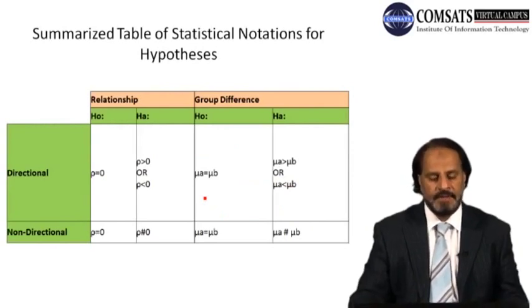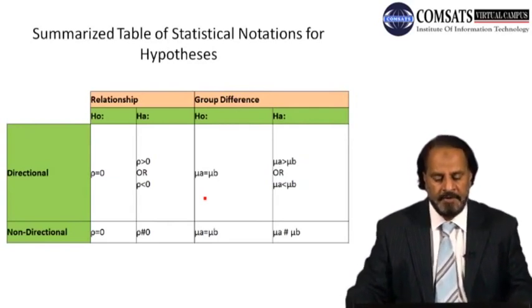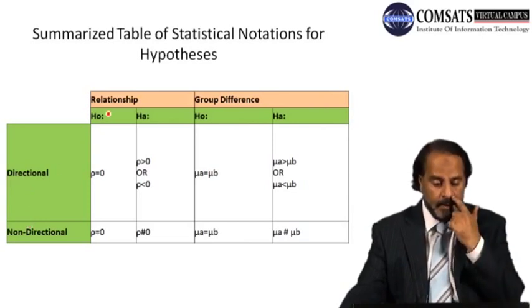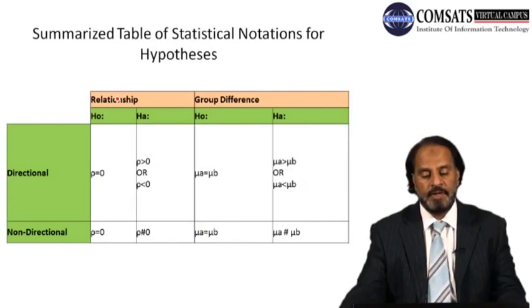Let's summarize the whole relationship in a table. On the left side, we have said that the types of statements could be directional or non-directional, and that the kind of hypothesis statements could be relationship or group difference based. Within the relationship we have the null hypothesis and the alternate hypothesis. Within the group difference we have the null hypothesis and the alternate hypothesis. So by combining the different formats, let's look at one at a time.